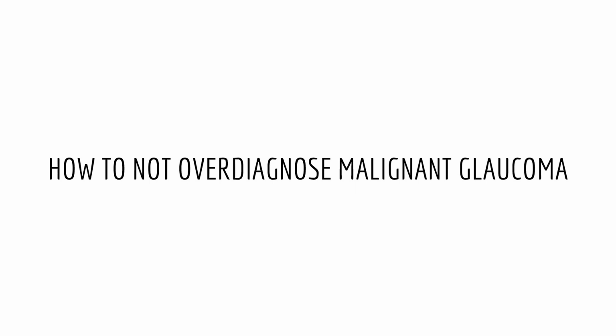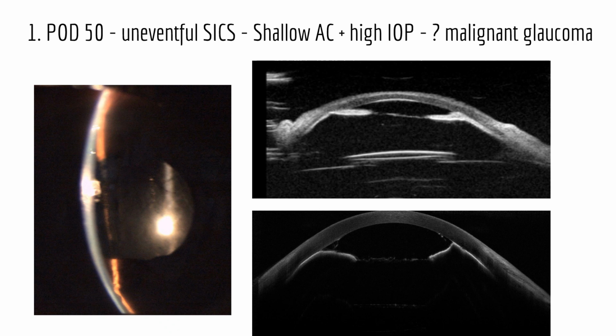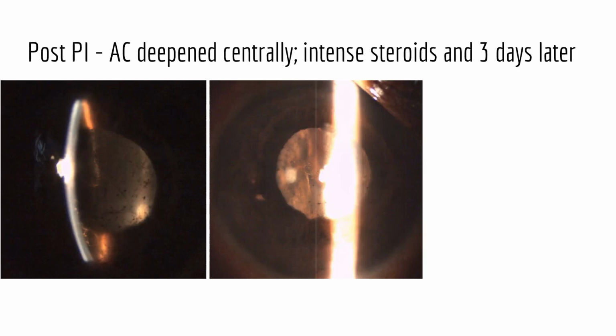This patient was referred to rule out malignant glaucoma. UBM showed a fibrin membrane bridging the pupillary margin. Note the position of the IOL reflex. Patient was treated with intense steroids and laser PI. AC deepened post laser PI.